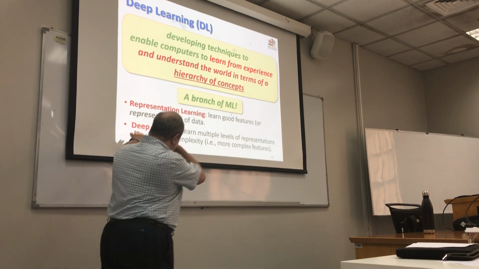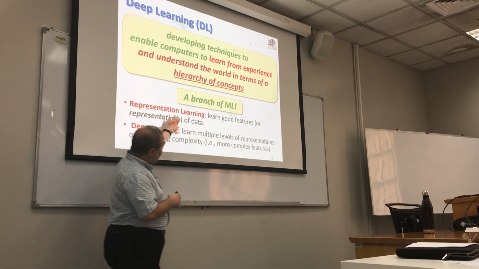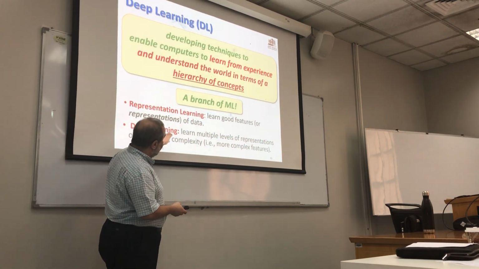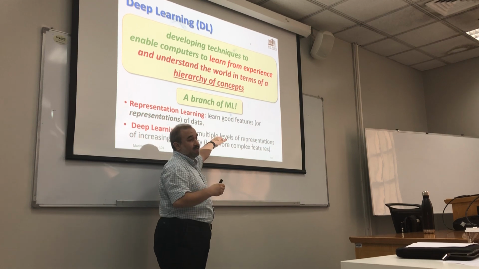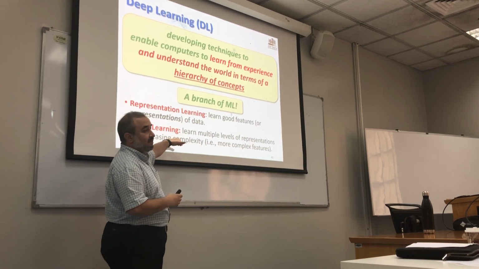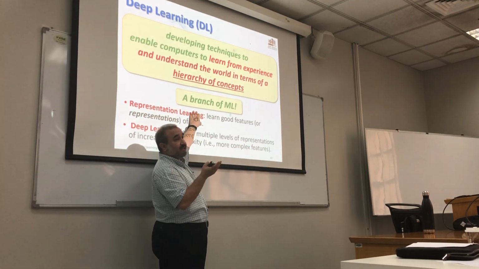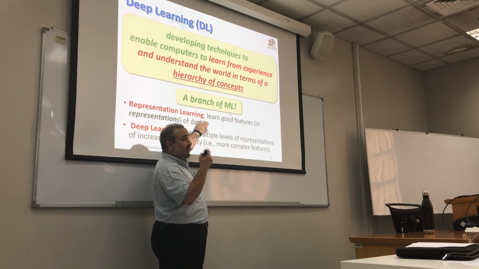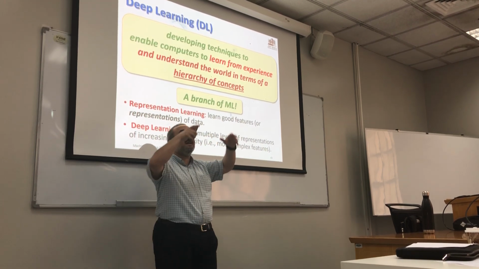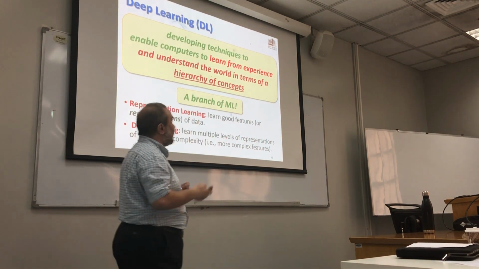The next thing is that deep learning is not just representation learning. Here we say that we learn good features. Here we learn multiple levels of features, multiple levels of representations, of increasing complexity. So it's more complex features. In representation learning in general, we learn features. In deep learning, we learn complex features by having a hierarchy of features or hierarchy of concepts. What does that mean?